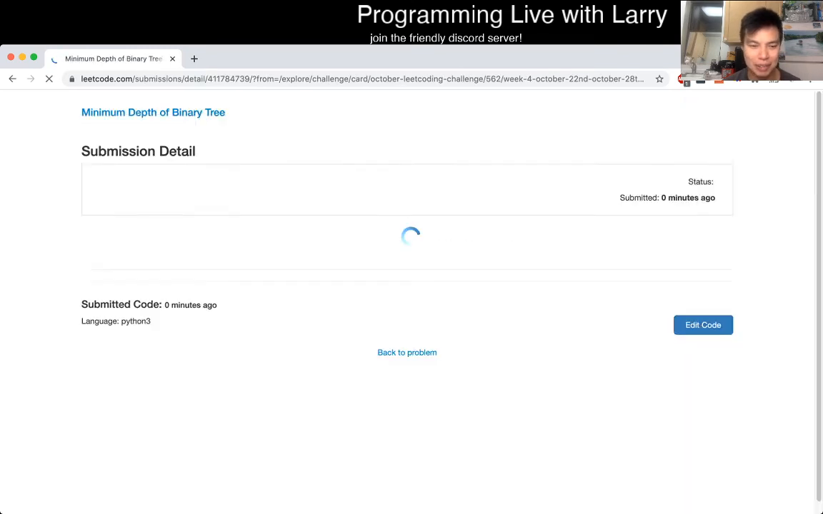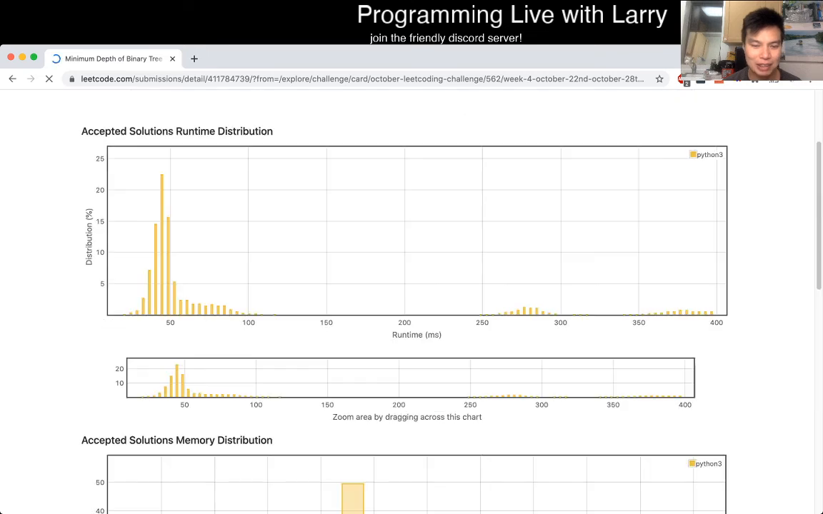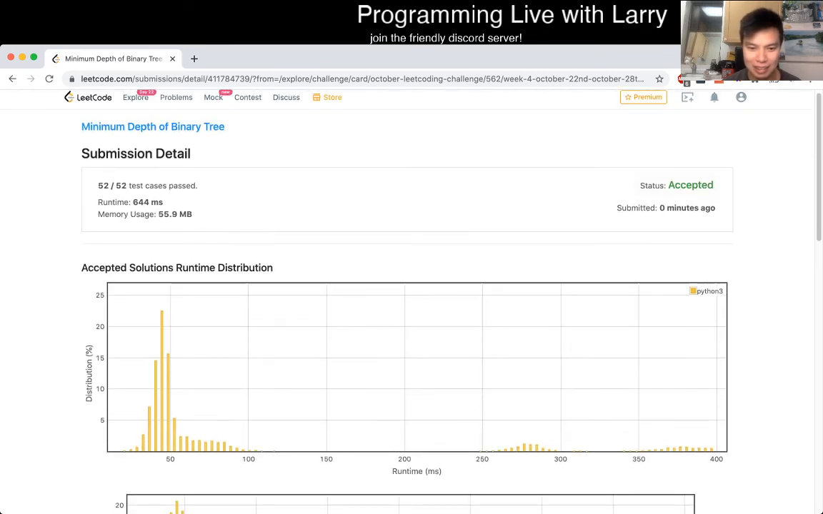Click on more detail. Some people like to see submission stats. I don't really generally pay attention to it. It actually doesn't even show up. Oh, seems like my running time is really slow.